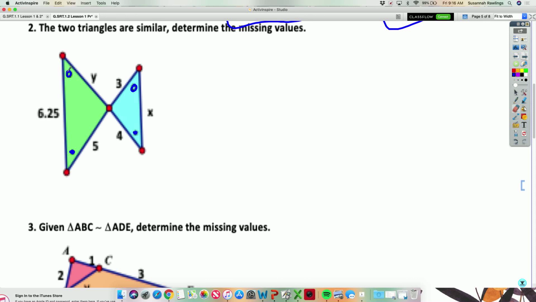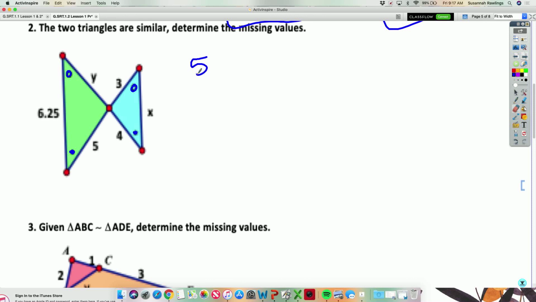So double check that these little markings are going to show you which ones are similar. Okay, I'm looking for that first initial ratio that's already filled in. Okay, I see a lot of 5/3s or 3/5. Let's talk about why that's wrong.